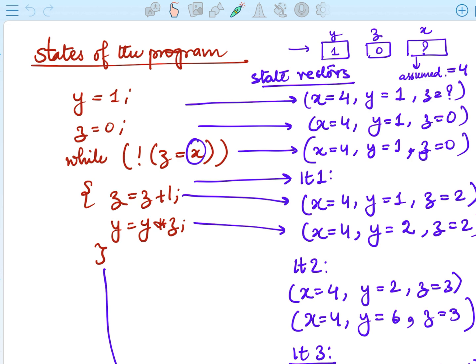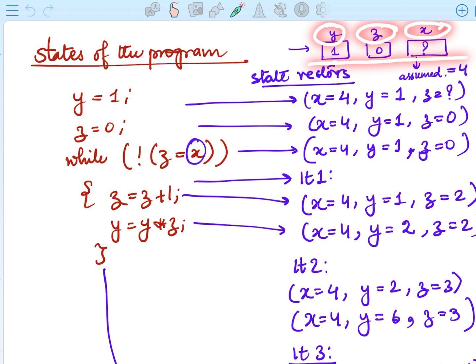If you see this program, y equals 1, z equals 0, while z equals x should not be true, then z equals z plus 1 and y equals y into z. Now, if this program is considered, first of all, we write the variables that are given to us. There are three variables in the program: y, z, and x.